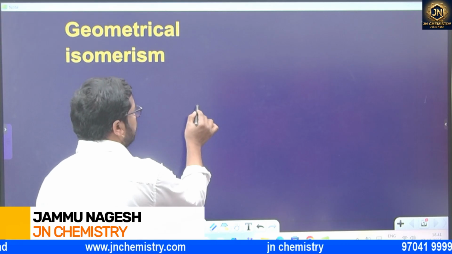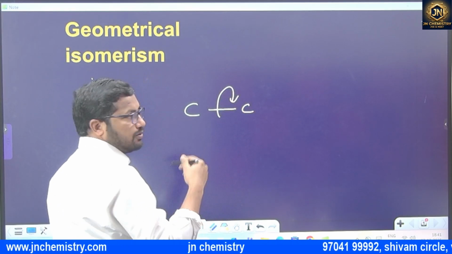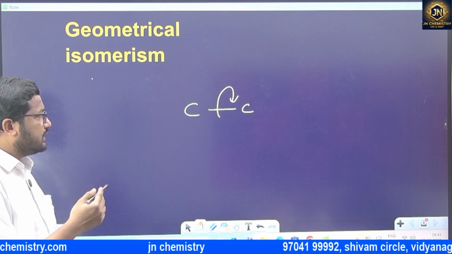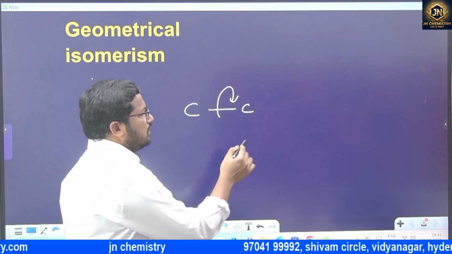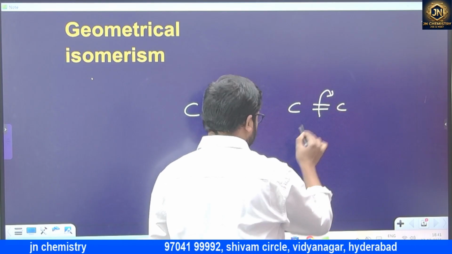Put the heading as geometrical isomerism today. Actually, if a C-C single bond is there, free rotation is possible. We will discuss that in conformational isomerism. When there is a C=C double bond, free rotation is not possible.